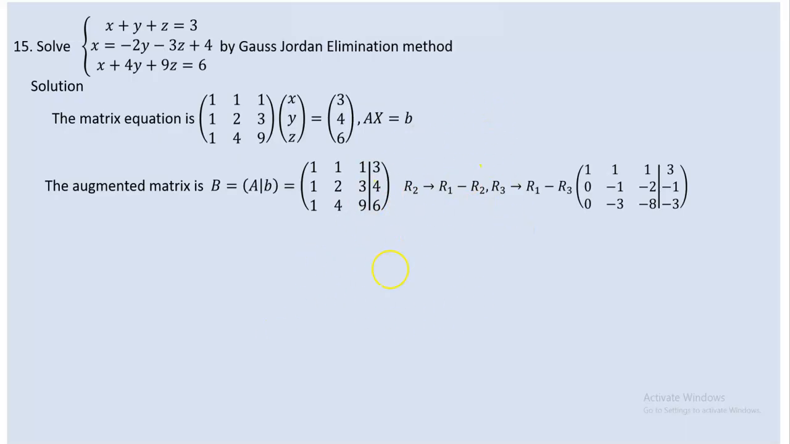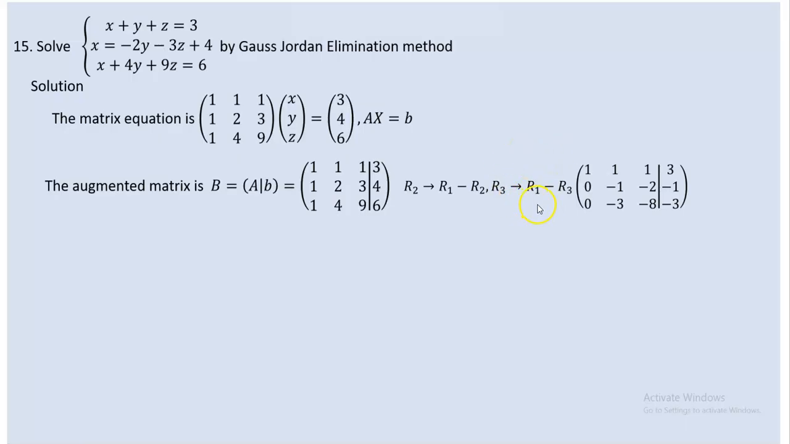Row 2 is changed as it has been stated here. Row 2 is changed as row 1 minus row 2, so we simply directly subtract. 1 minus 1 is 0, as you see. 1 minus 2 is negative 1, and 1 minus 3 is negative 2. 3 minus 4 is minus 1. So row 2 is changed, keeping row 1 as it is. Again, row 3 is changed. In order to reduce the steps, row 3 is directly introduced, but you can do this one by one.